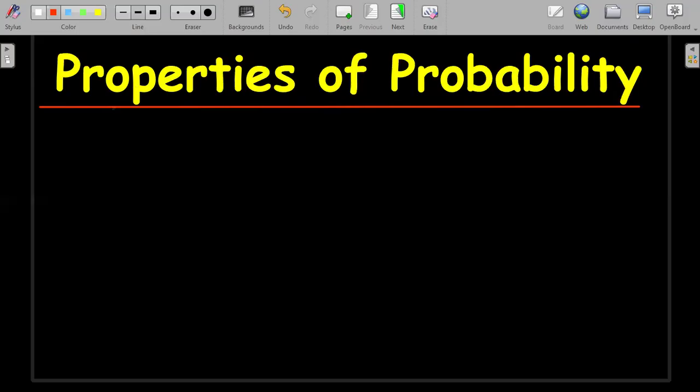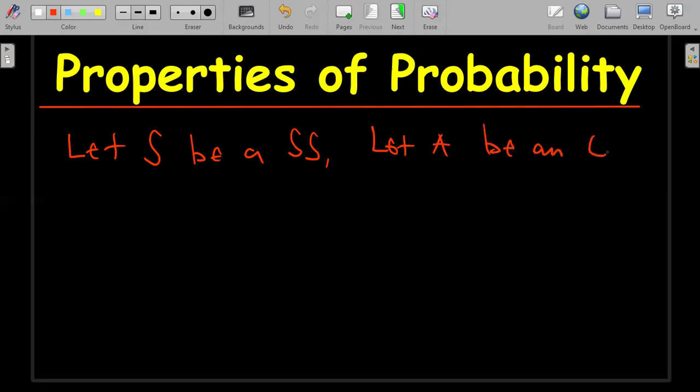All right, so today we continue with the properties of probability. I'm going to start with the first one, which is the most common one. Let S be a sample space, and then let A be an event. From this statement, we can get a lot of properties for probability.